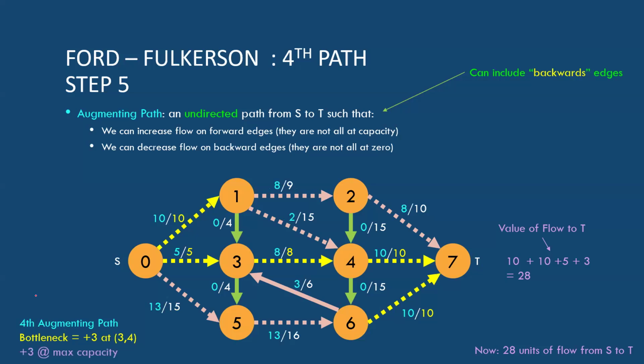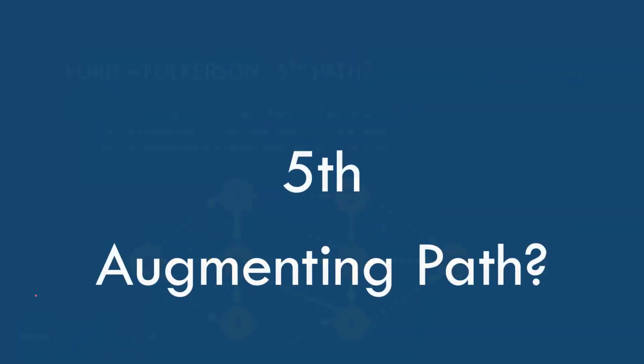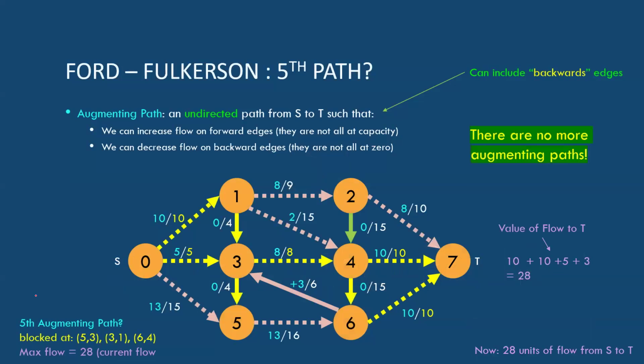So that would be our final path, right? There is our final path. Now, if we look for a fifth augmenting path, we really can't find it. And again, we could do the equilibrium test if we wanted to do that, okay? So we're blocked everywhere else we're going to look, okay?